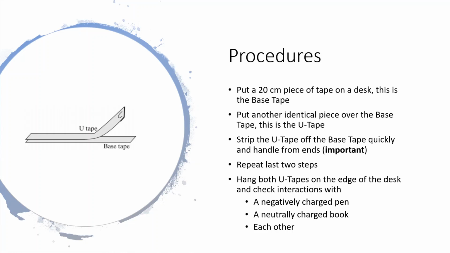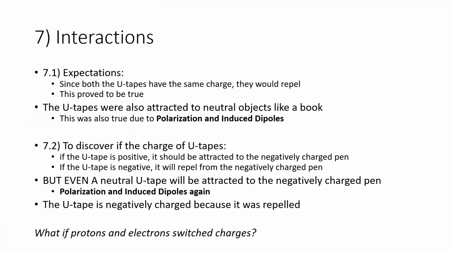We repeated the last two steps to create another U-tape, and we eventually hung both U-tapes off the edge of the desk and checked interactions with a negatively charged pen, a neutrally charged object, and eventually each other. We expected that since both U-tapes had the same charge, they would repel, and this proved to be true. The U-tapes were also attracted to neutral objects like a book, and this is because of polarization and induced dipoles. When you bring a neutral object near a charged object, some of the electrons in the neutral object drift in one direction and cause an attraction or repulsion.